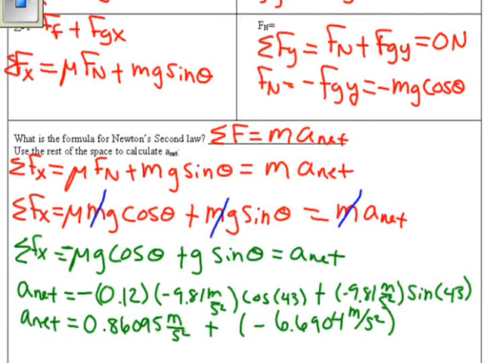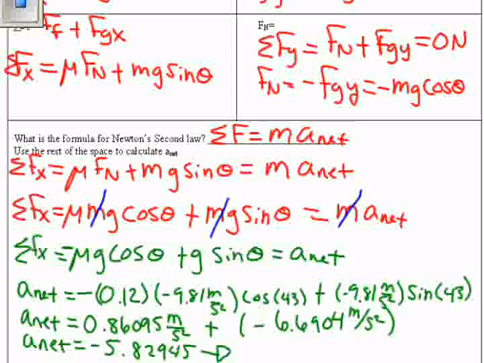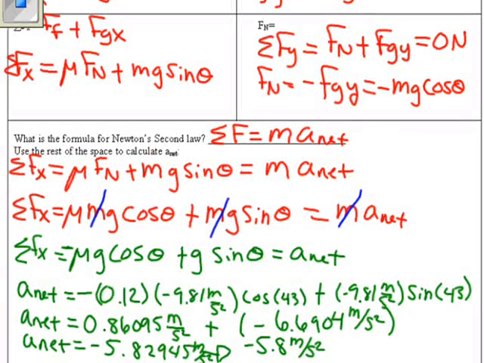Now both of these have the proper units for an acceleration, so we can proceed with the rest of the problem. We end up getting negative 5.82945 meters per second squared, and putting that in proper sig figs, we change that to negative 5.8 meters per second squared. So, in the end, we have an acceleration that follows the slope of the inclined plane down the inclined plane.